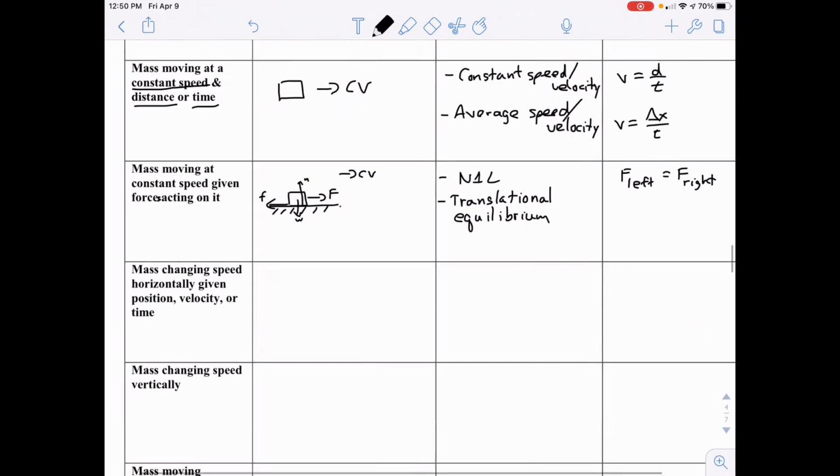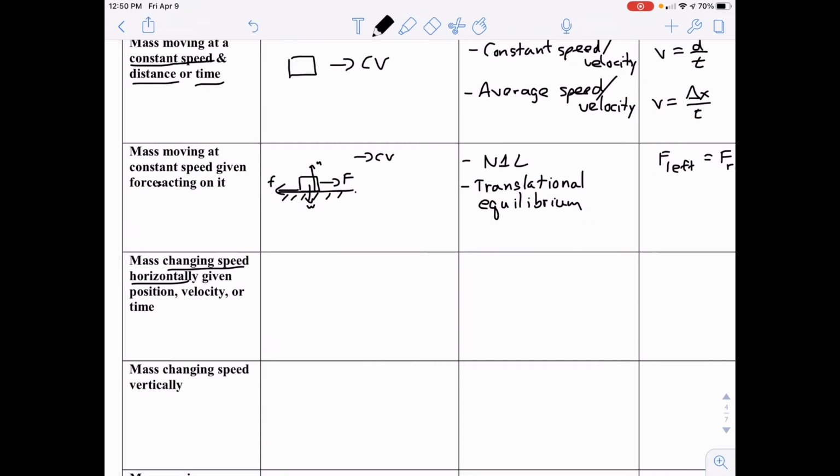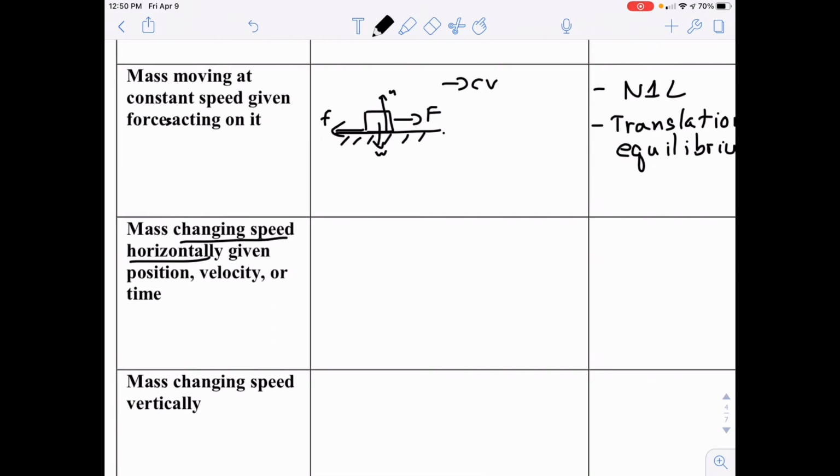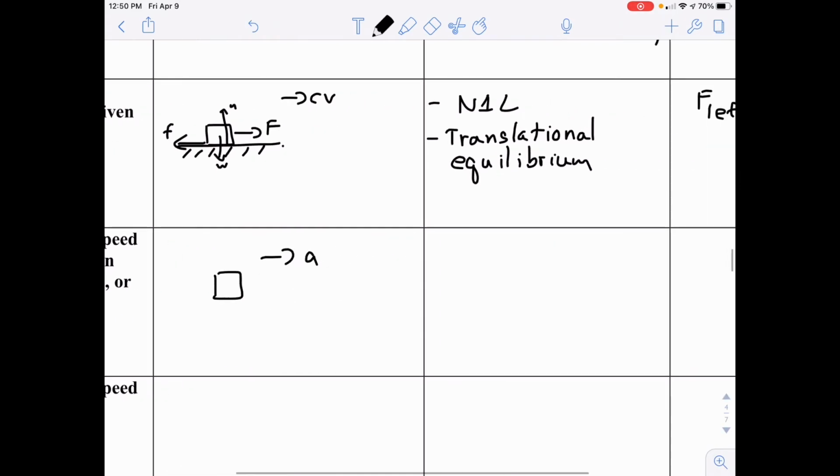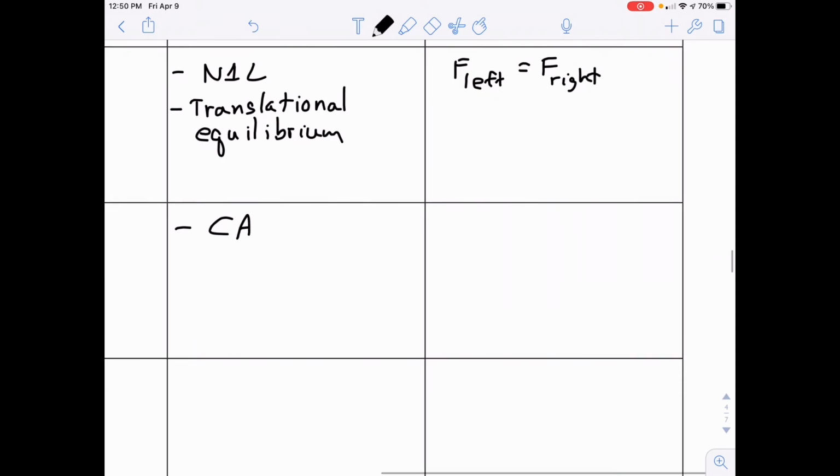Now, what if we have a mass changing speed horizontally? If you're changing speed, you're accelerating. But we're given position, velocity, and time. We're given kinematic variables. So if we're talking about a mass that's accelerating given kinematic variables, that is a constant acceleration idea. Constant horizontal acceleration. And there are 4 formulas that go along with constant horizontal acceleration.